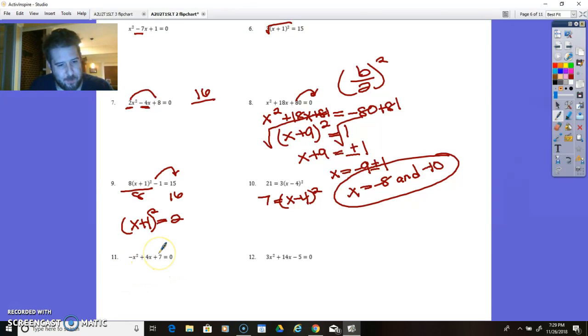This one, I'm thinking probably quadratic formula. Two numbers that give you -7 also add up to 4. Yep, quadratic formula is probably going to be the best strategy for that one. And I might even go with quadratic formula for this one as well because of that 3 in the front. It's going to be a little bit more work doing factoring.